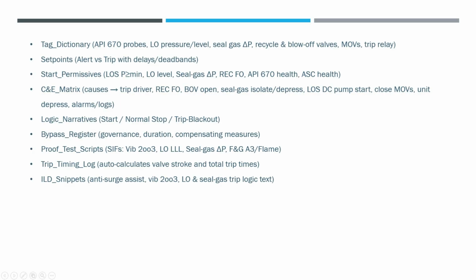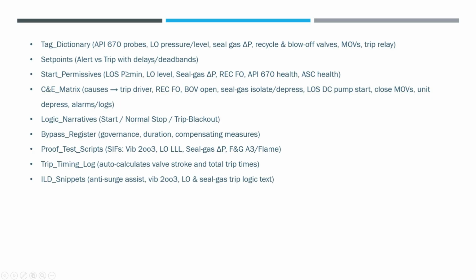Next is logic narratives for start, normal stop, and trip and blackout conditions. These tell the story of how the system behaves during each phase. Then we have the bypass register. This records governance, duration, and compensating measures whenever a safety function is bypassed.